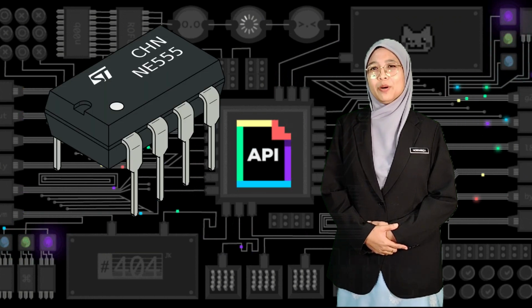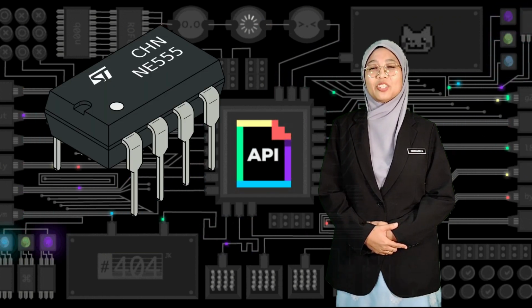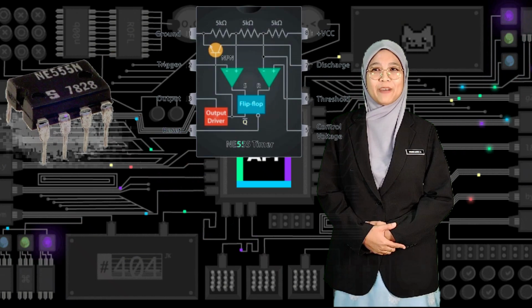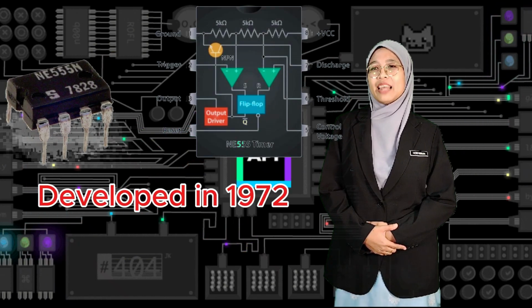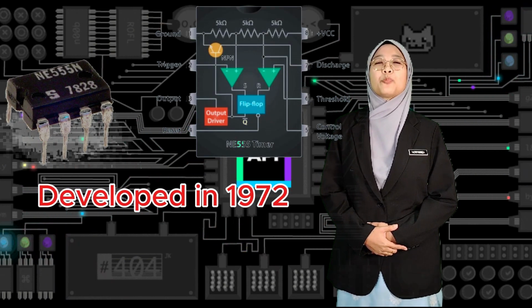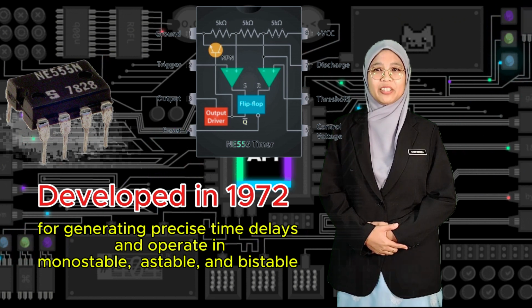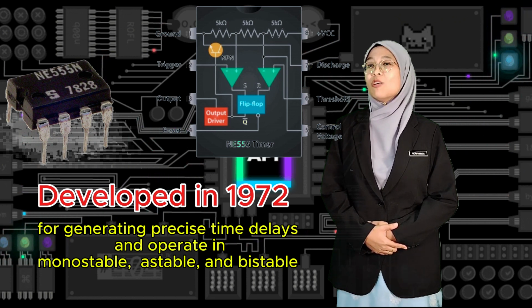Before diving into the modes, let's briefly discuss what the 555 timer is. Developed in 1972, it's primarily used for generating precise time delays and oscillations.